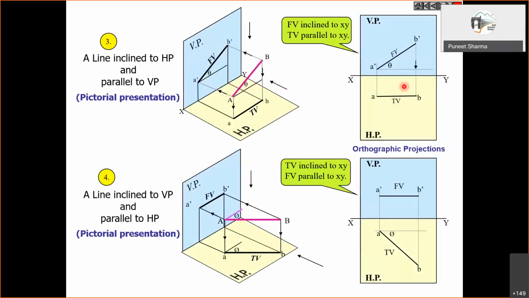So here we have these many things. When the line is parallel to the vertical plane, one thing is that the true length of the line is available in the front view. True inclination with the horizontal plane is also available in the front view, and the top view is parallel to the XY line. Fine. When the line is parallel to the horizontal plane, the top view gives the true length, the true inclination with the vertical plane is available in the top view, and the front view is parallel to the XY line. So these things we need to keep in mind when we proceed further to obtain the projections for the line which is inclined to both the reference planes, that is the vertical plane as well as the horizontal plane.